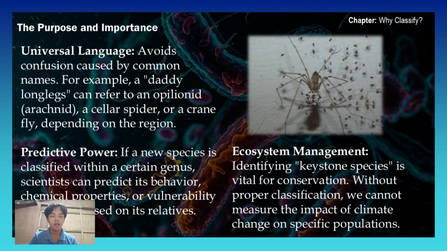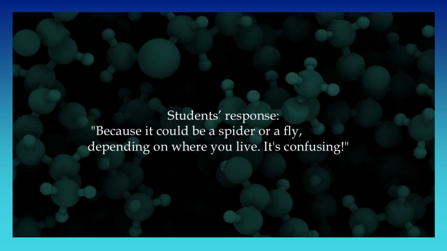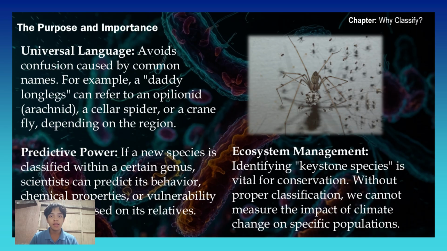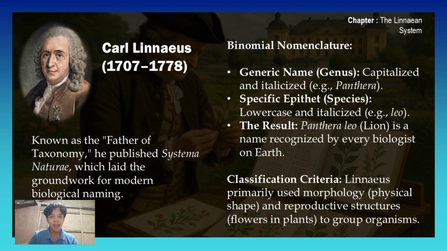Look at the Daddy Longlegs in the example picture. Why is it a bad idea to use that name in a science lab? Exactly. We need a universal language to avoid mistakes, especially in medicine or conservation. For the next slide, meet Carl Linnaeus. He chose Latin for this universal language. Based on the slide, why is Latin a good choice for science?